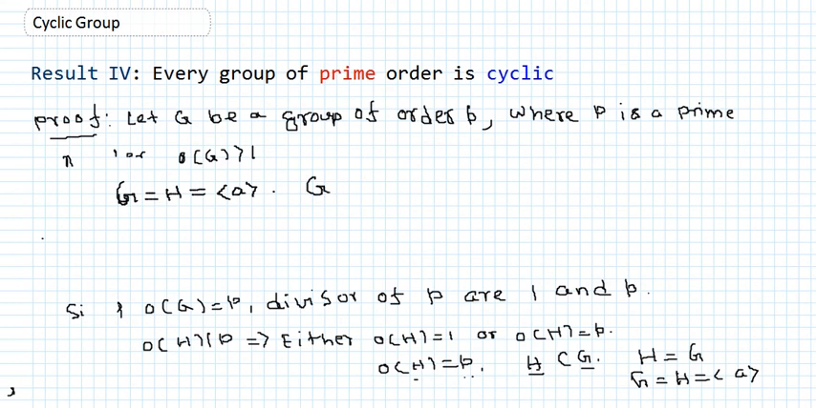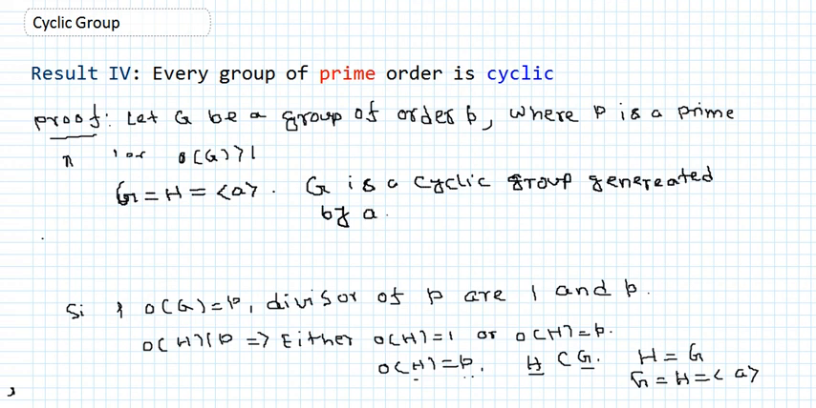That means G is a cyclic group generated by the non-identity element A, one of the non-identity elements A. G may have more than one non-identity element. So that's all for the theorem. I think you understand the theorem. If not, just repeat the video and I think you will understand. This is not a very difficult thing, so you can understand it easily.